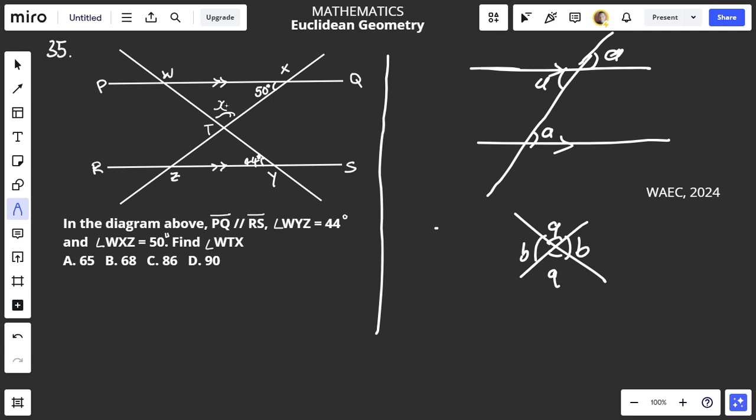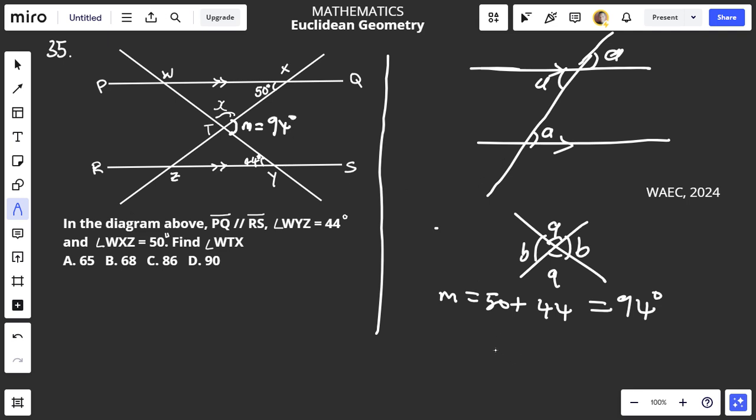So we have to find x here. And then if you see angle 50 plus angle 44 will give us the angle that we need here. If you call here M, M will be 50 plus 44, which equals 94 degrees. So here is 94 degrees.